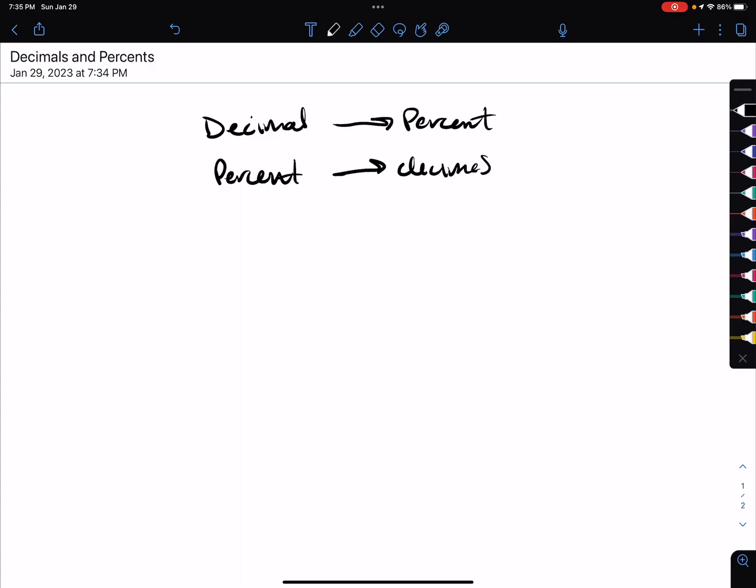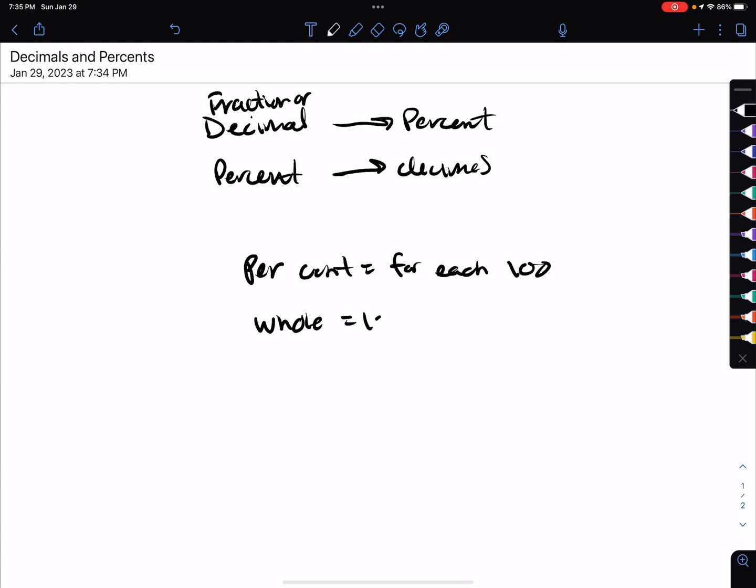When we're talking about fractions, I'm going to say a fraction or a decimal, converting it to a percent. Because when we're talking about these, we're discussing quantities in relationship to 100. So you have to go back to this idea that percent is like saying for each 100. Or we've defined our whole is going to be equal to 100.